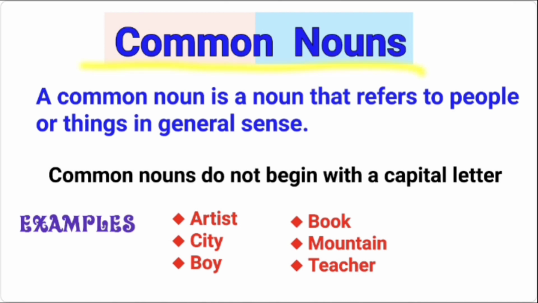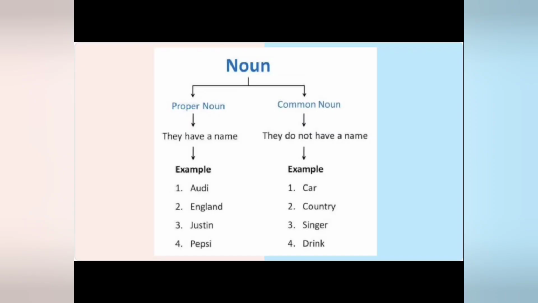Common nouns. A common noun is a noun that refers to people or things in a general sense. Common nouns do not begin with a capital letter because it is a common noun, and if you see the examples it will be clear for you. Example, the first one is artist. City. It is not a city name. This is only a city. Boy. Book. Mountain. Teacher. So these all are common nouns.